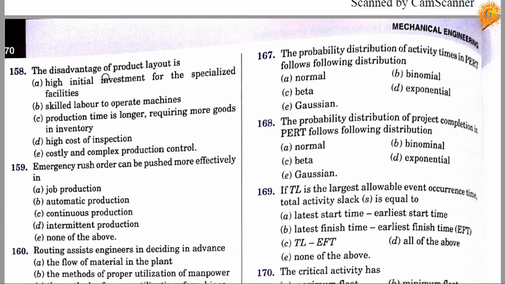The disadvantage of product layout is: option A, a high initial investment for the specialized facilities; option B, skilled labor to operate machines; option C, production time is longer and requires more goods in inventory; option D, a high cost of inspection; and option E, costly and complex production control. So the correct answer is A. The disadvantage of the product layout is the high initial investment for the specialized facilities.